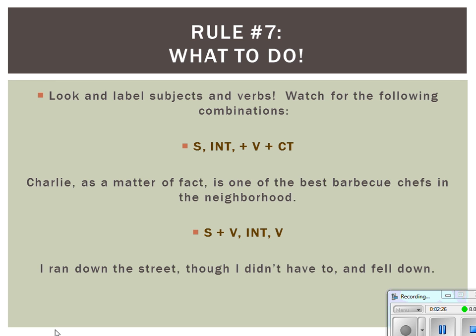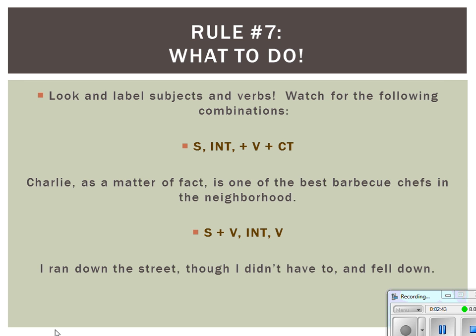Next, we're going to look at some other common types of interrupters, and we're going to look at how these interrupters interrupt the flow of a sentence. So you can see that we have our shorthand for how we write our sentences, and then we have an example. So let's take a look.